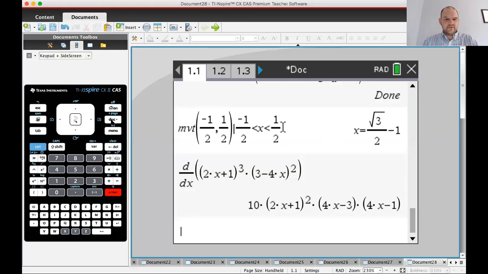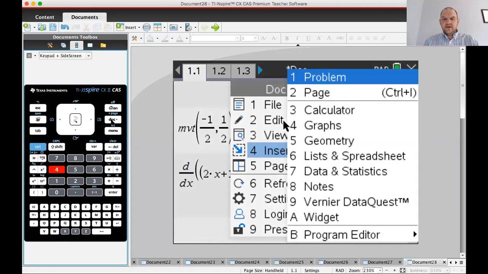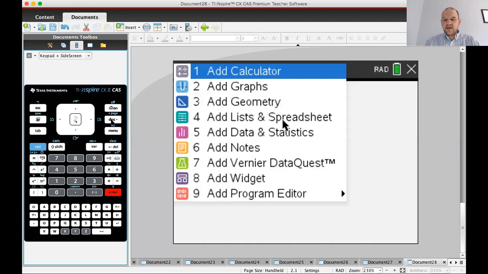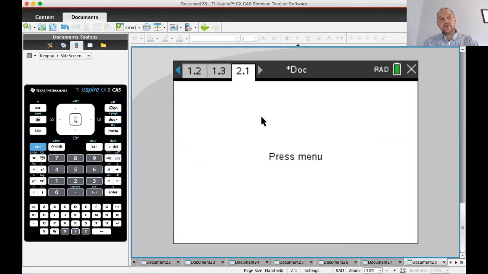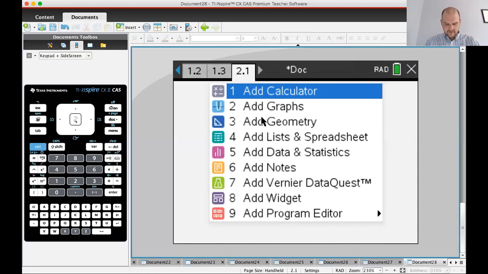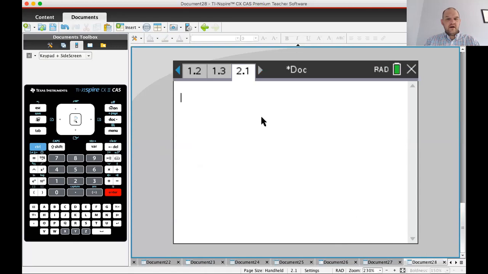I'm going to start a new document. I don't know, I think you can see it. No, I'm going to start a new problem. Can you see, I'm on document 28. I'm just asking for this calculator to crash on me, which happens on the software, never on the handheld. Thank goodness, because I don't know what you would do.